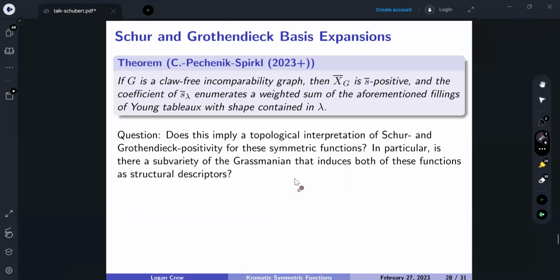The obvious question to ask here is, can we get a topological interpretation then for these functions? One would like a subvariety of the Grassmannian such that these functions are induced for cohomology and induced for structure sheaf, respectively. In theory, such a thing should exist. In practice, I have no idea how to find it.